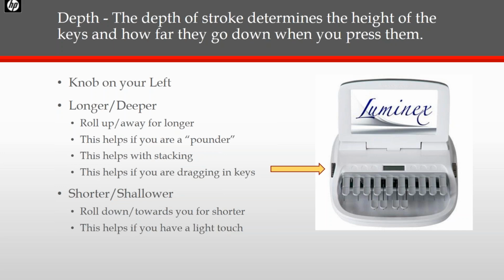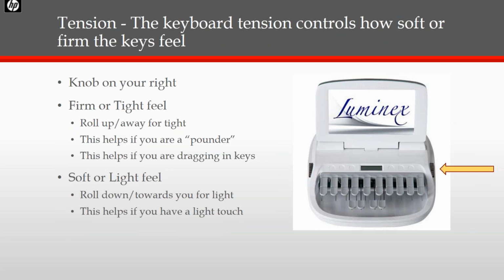The next one we're going to talk about is the tension. What the tension is all about is whether it's a firm feel or a soft feel. Some people call it tight or light feel. So the knob on our right, tension, if we roll it up away from us, it becomes a tighter, firmer feel. If we roll it down towards us, it becomes a softer or lighter feel.